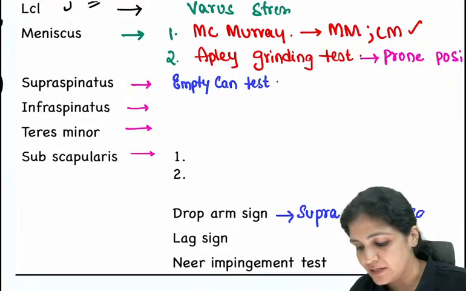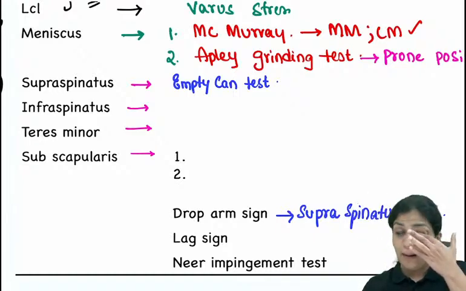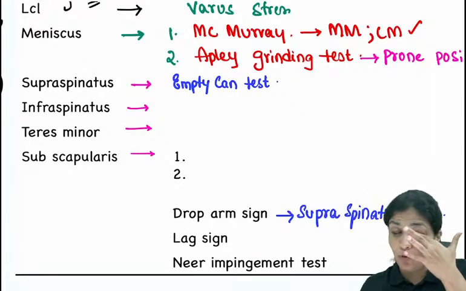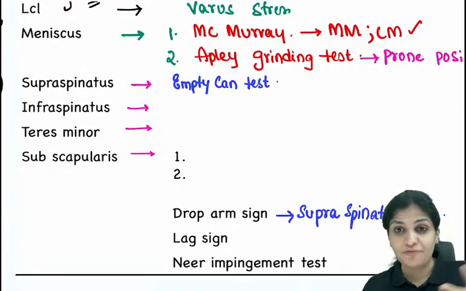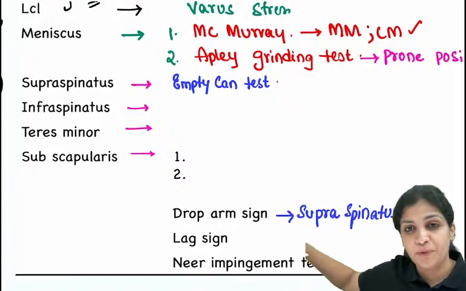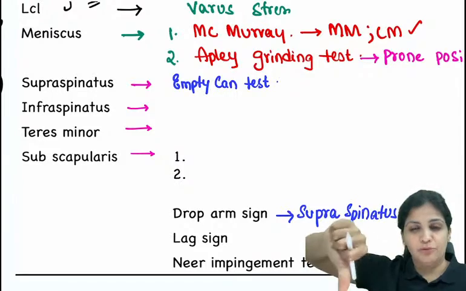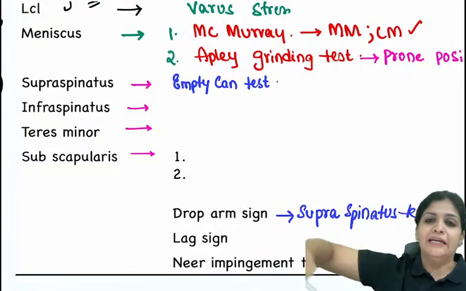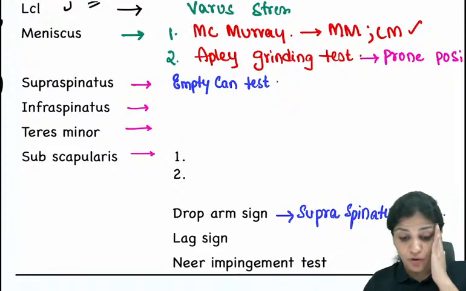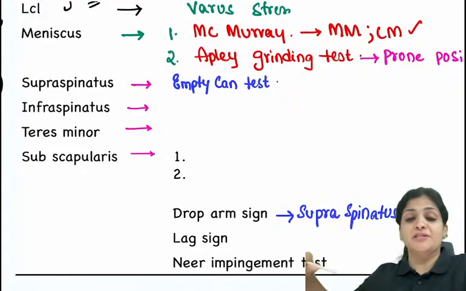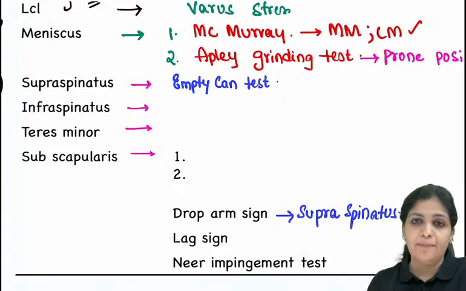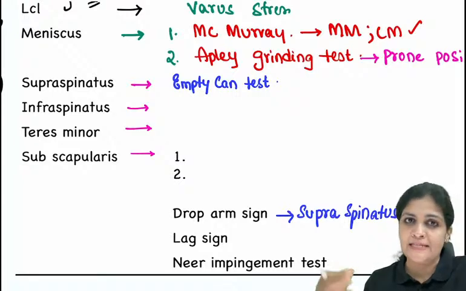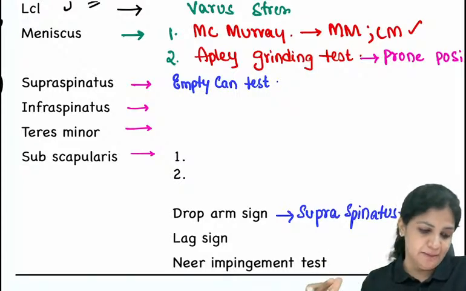supraspinatus tear. Understood? So supraspinatus is for abduction, and whenever you want to test the supraspinatus, what you have to do is ask the patient to put the thumb upside down. This is called the empty can, and try to abduct. So this is the test for your supraspinatus, and if the patient is unable to hold it for a longer time and drops the arm, this is called the drop arm sign.